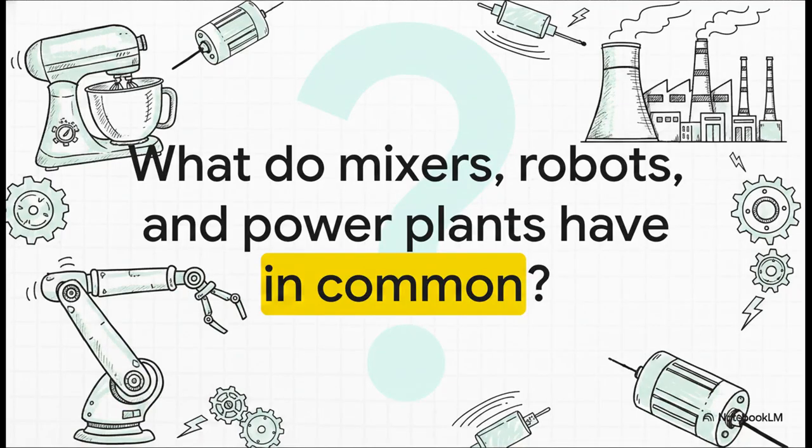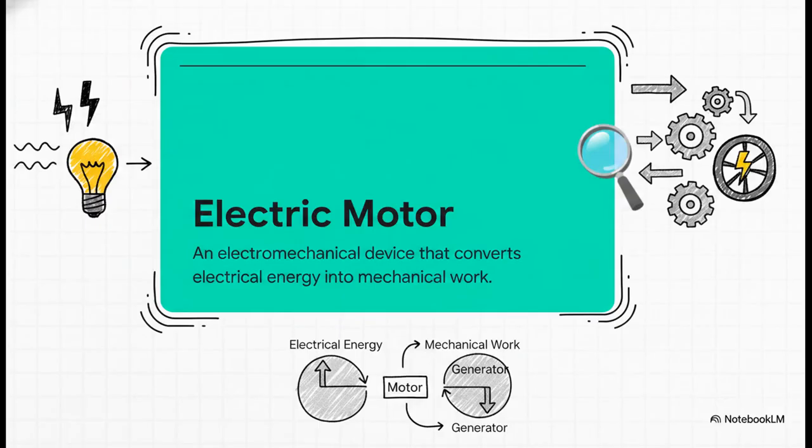So, think about this for a second. What do your kitchen mixer, a super precise robotic arm on a manufacturing line, and a massive industrial power plant all have in common? I mean, on the surface, they seem completely unrelated, right? But if you strip away the exterior, you'll find they all rely entirely on the exact same underlying engineering marvel to get their jobs done. Yeah, you guessed it, it's the electric motor.